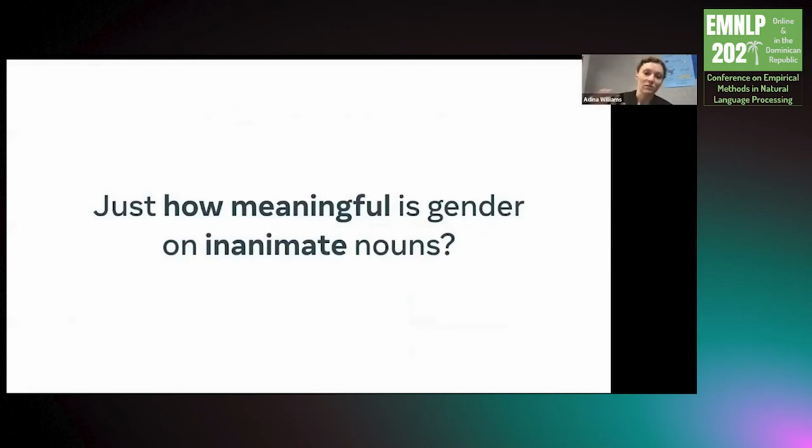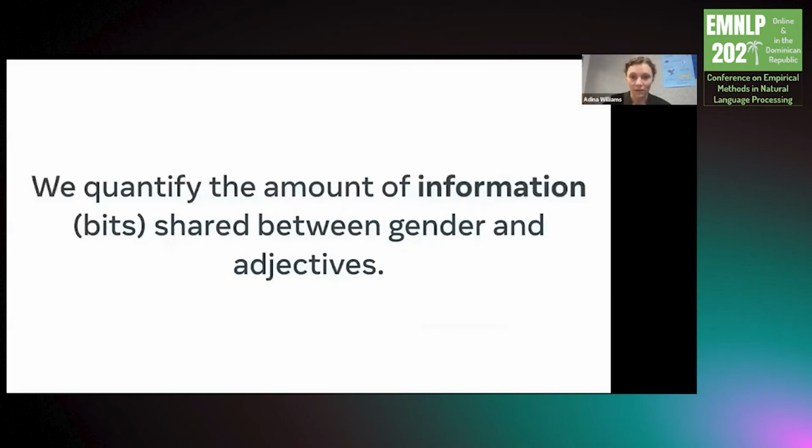And so that's the first step. How meaningful is gender on inanimate nouns? Restating the question: the first step would be, is there any relationship at all between gender and the choice of adjective? And then secondarily, following up on the Boroditsky assertion, is that relationship one of stereotypicality? So what we do is we try to quantify the amount of information in bits shared between gender on nouns and the adjectives that modify those nouns.